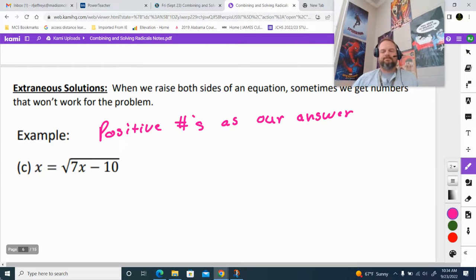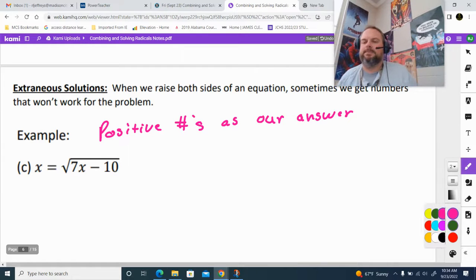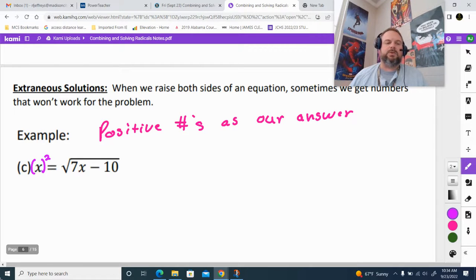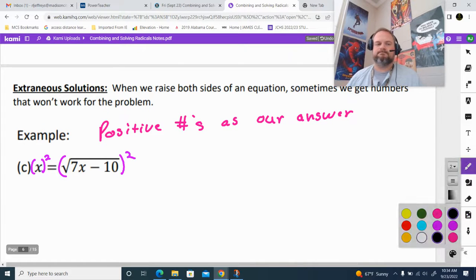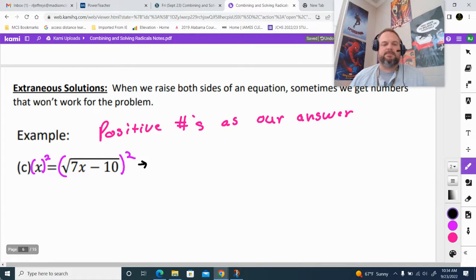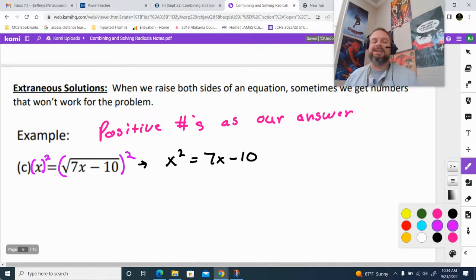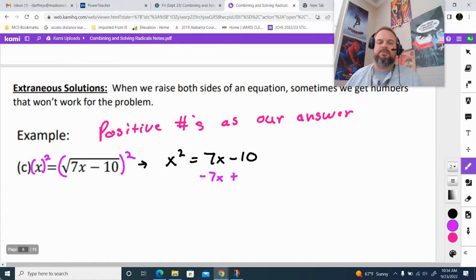All right. So it's kind of like one of those people saying, send in positive vibes. Okay. So the first thing we would need to do is actually square both sides. Which gives us x squared equals 7x minus 10. Now, I need to move everything to one side so it's equals 0, so it's similar to something we've done before.